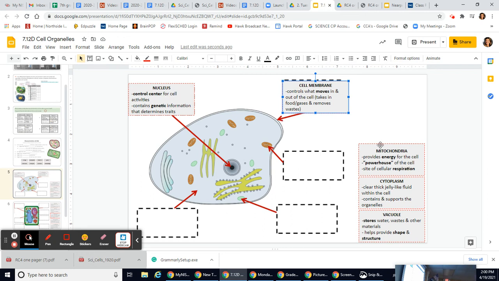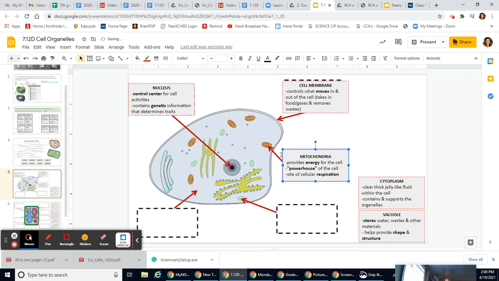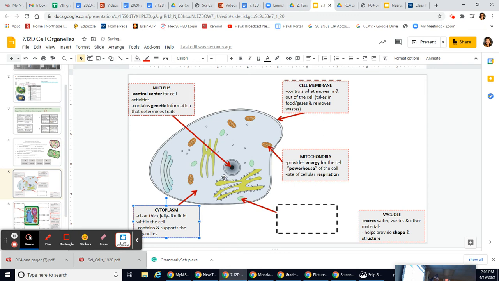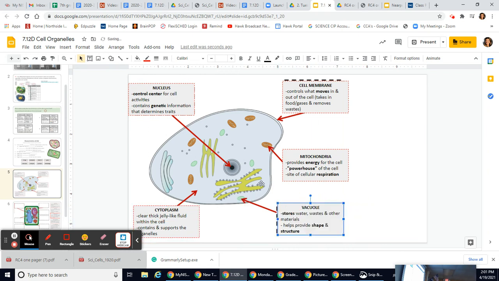So here it looks like we're looking at a mitochondria. Your mitochondria is the powerhouse. Mitochondria provides energy for the cell. Okay, again, the powerhouse, it's the site of cellular respiration. Okay, cytoplasm is going to be that jelly-like material where your organelles are found, contains and supports the organelles. Then lastly, in an animal cell, you find vacuoles, but your vacuoles are much smaller than in a plant cell. So it stores water and waste and other material, helps provide shape and structure.